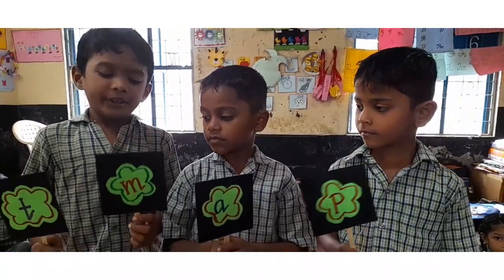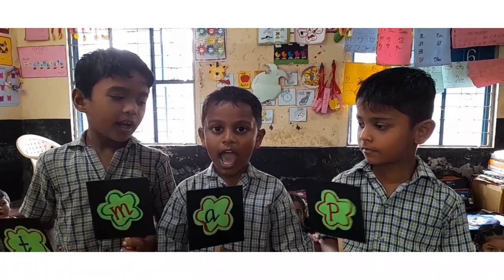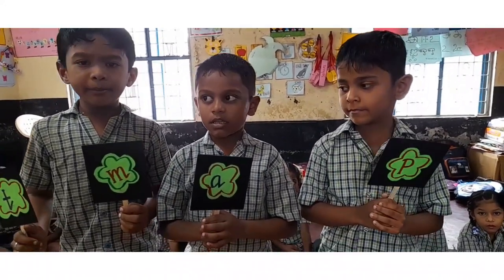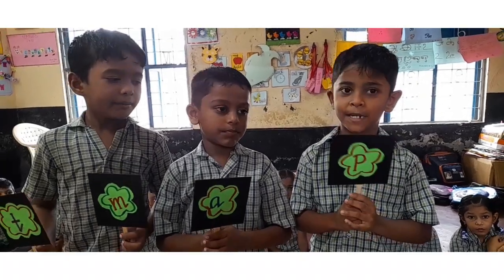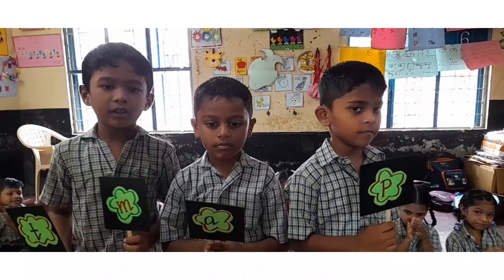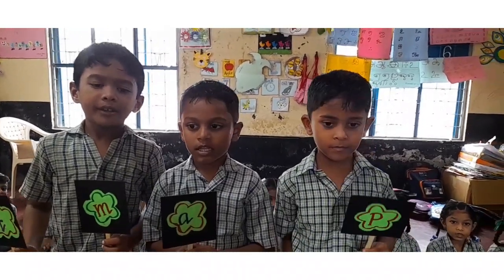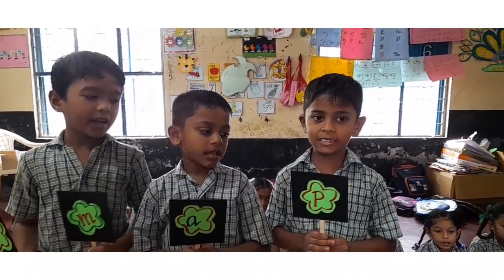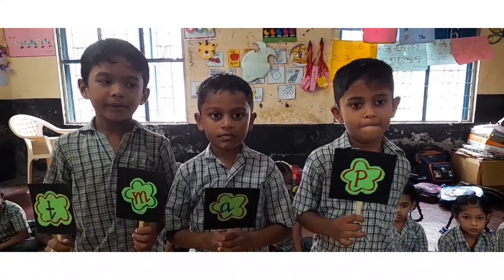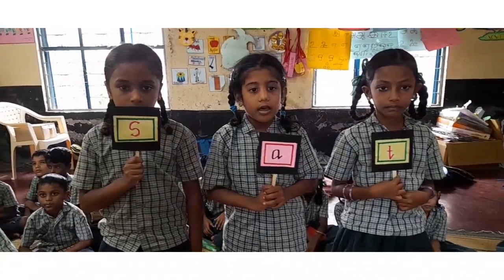Now say the words. M, a, p, map. Very good. M, a, p, map. Now everybody clap, clap. Now everybody say m, a, p, map. Very good, children. Okay, next family words.